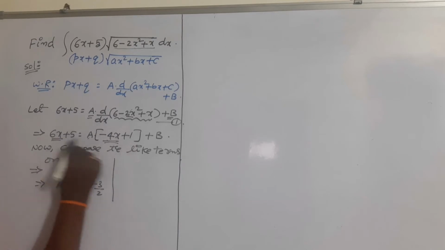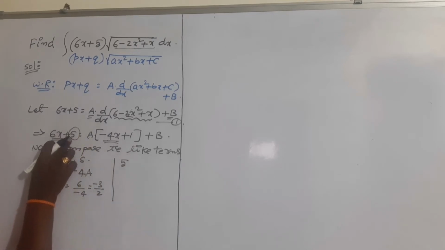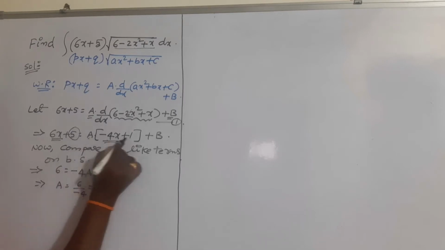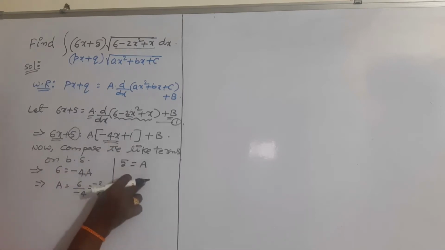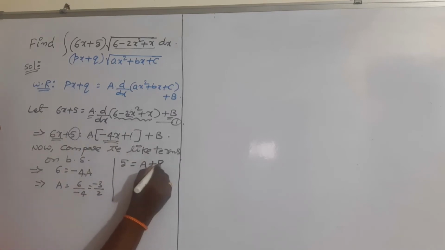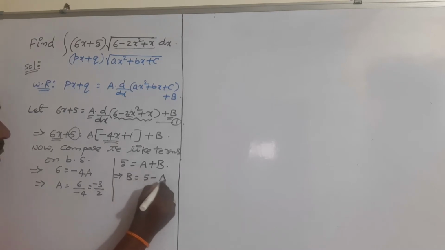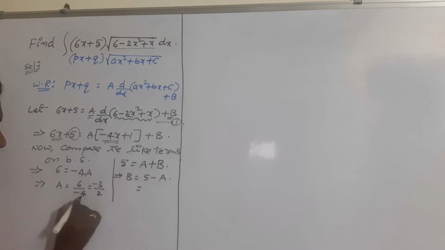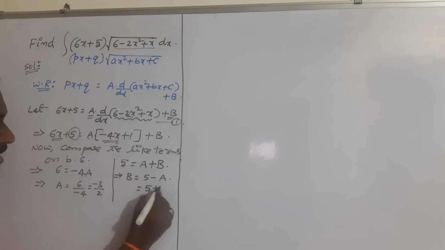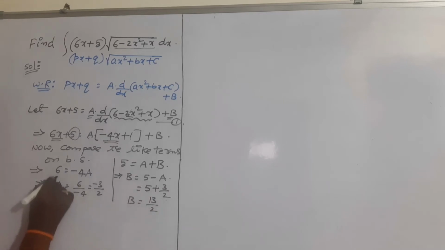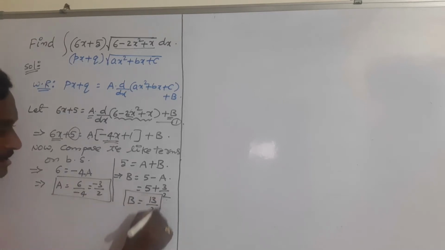Now by equating the constants, we have 5 in the left hand side. In the right hand side, A into 1 is a constant, since x is not involved, plus capital B. So what is the B value? 5 minus A. Already we got the A value as minus 3 by 2. So minus of minus is plus 3 by 2. 2 fives are 10, 10 plus 3, 13 by 2. So please highlight these values in your examinations.